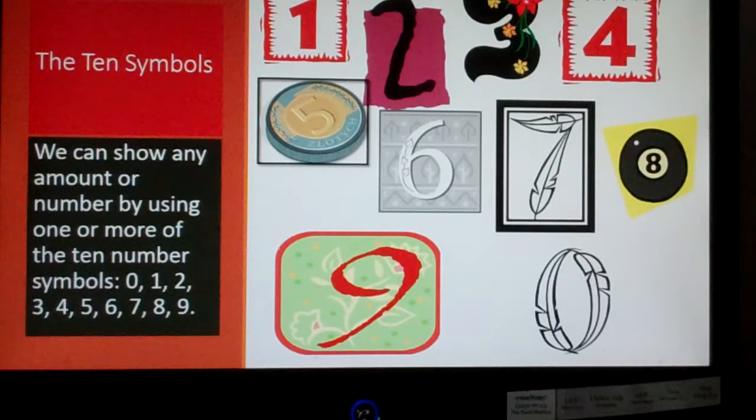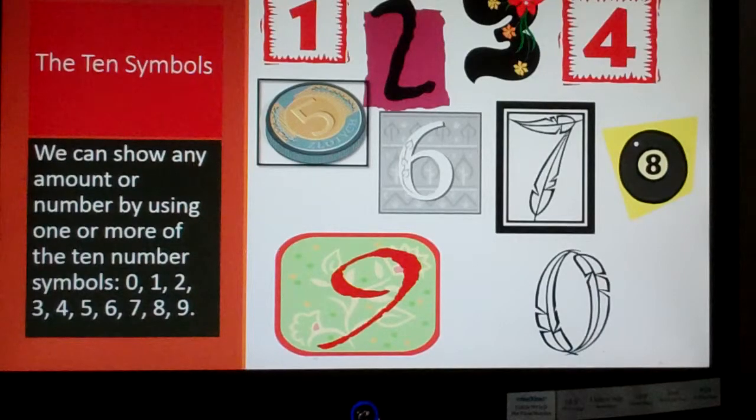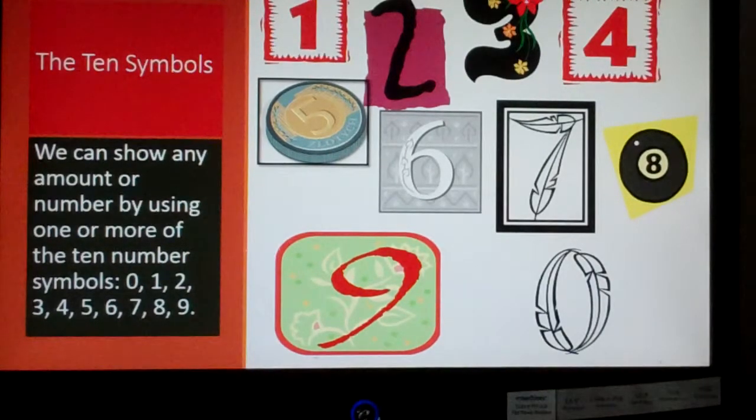The 10 symbols. We can show any amount or number by using one or more of the 10 number symbols: 0, 1, 2, 3, 4, 5, 6, 7, 8, 9.